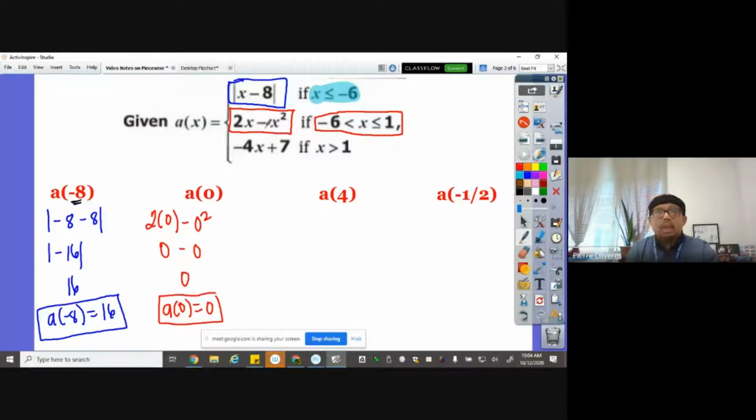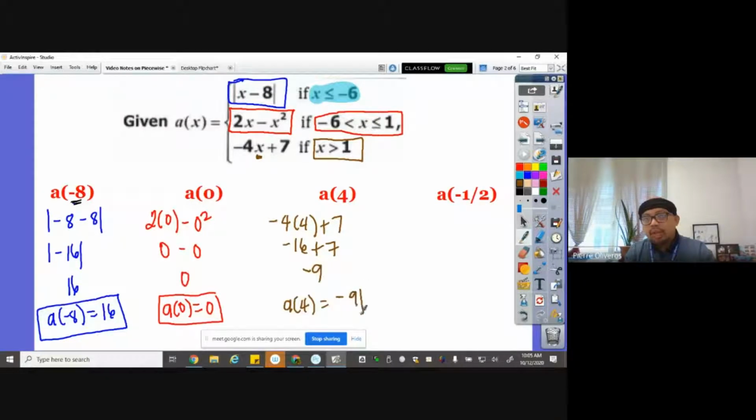Okay, very good. Now, a of 4. 4 is greater than 1, so it will fall right here, x greater than 1. So we will plug 4 in for the x here. So -4 times 4 plus 7. This will be -16 plus 7. It will become -9. So therefore, a of 4 is equal to -9.